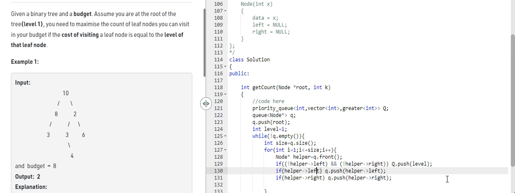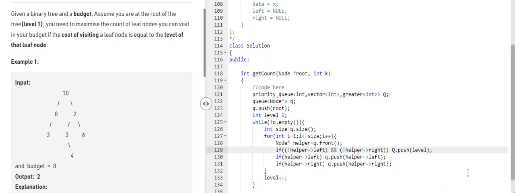Okay, if helper's left is not null, then push it in the queue, and if helper's right is not null, it will also push in the queue. So this is very easy. Here we can store all our leaf nodes' levels in this queue, capital Q.